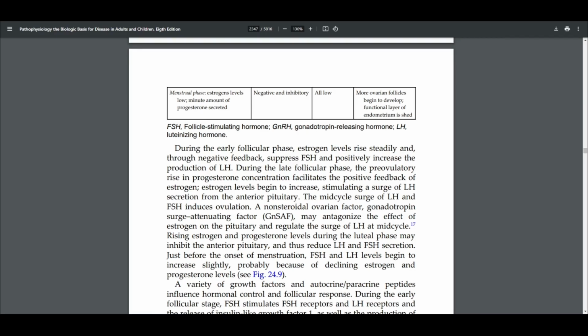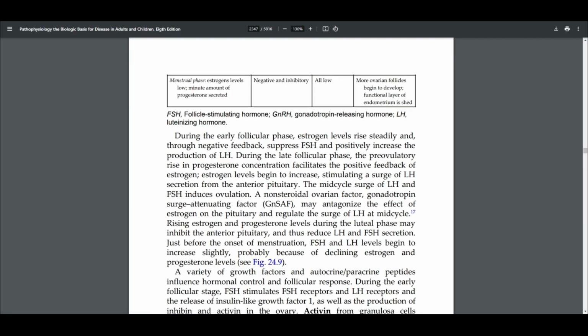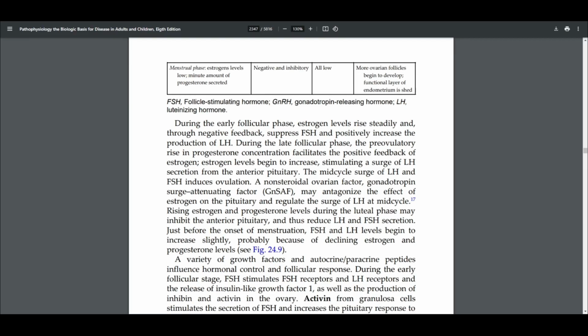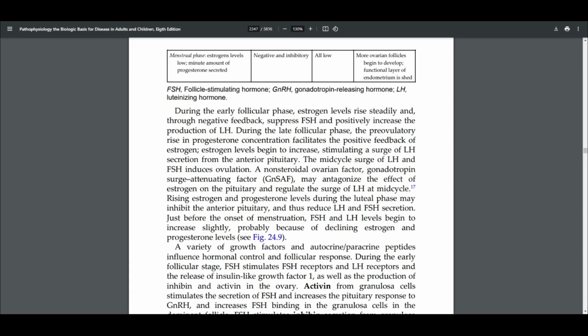A nonsteroidal ovarian factor, gonadotropin surge attenuating factor, may antagonize the effect of estrogen on the pituitary and regulate the surge of LH at mid-cycle. Rising estrogen and progesterone levels during the luteal phase may inhibit the anterior pituitary and thus reduce LH and FSH secretion. Just before the onset of menstruation, FSH and LH levels begin to increase slightly, probably because of the declining estrogen and progesterone levels.